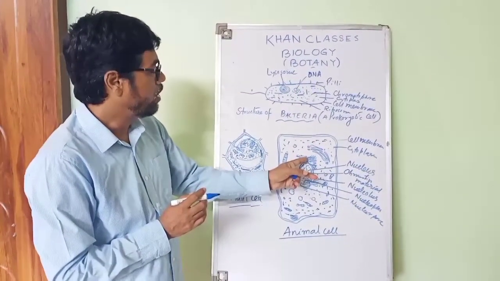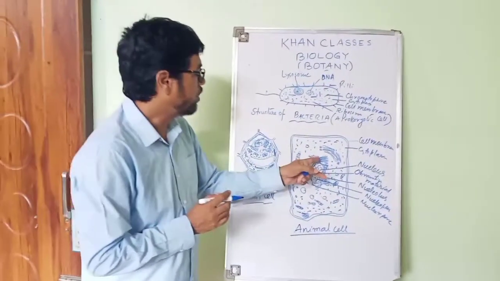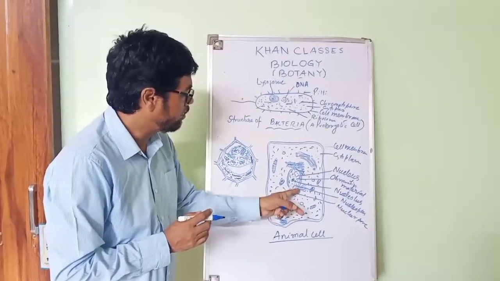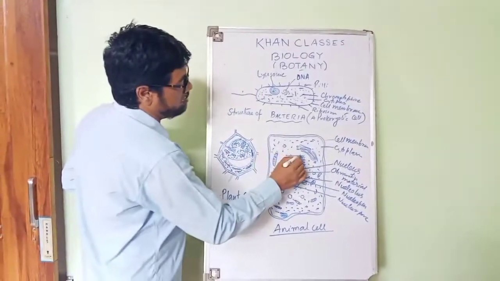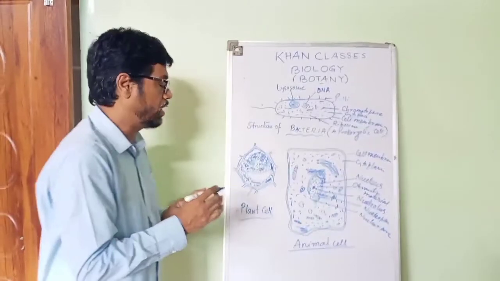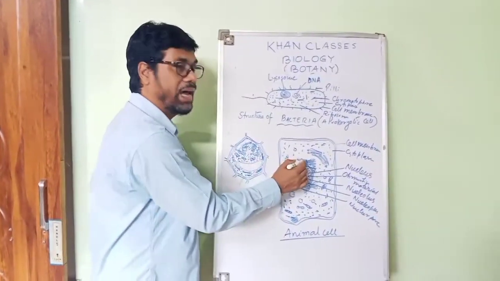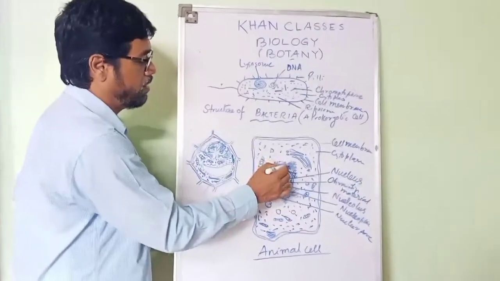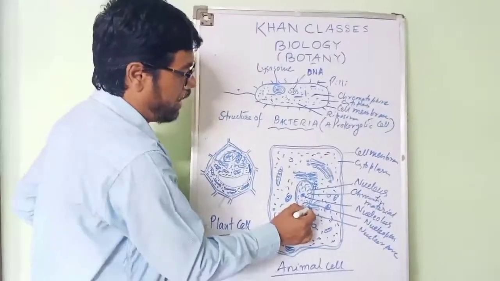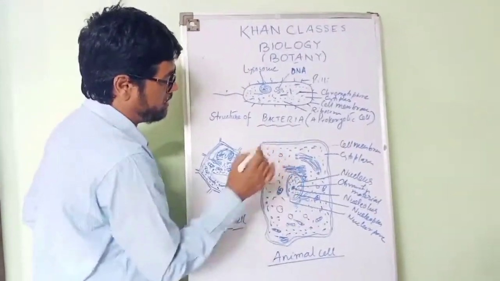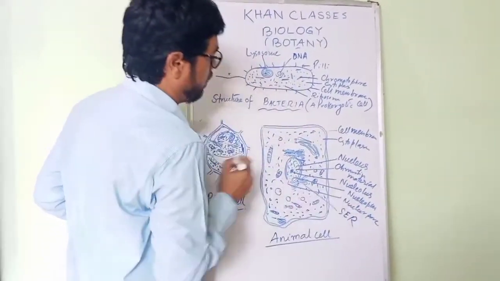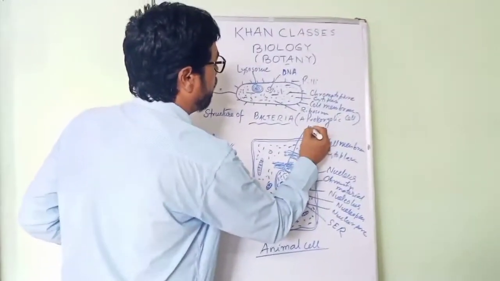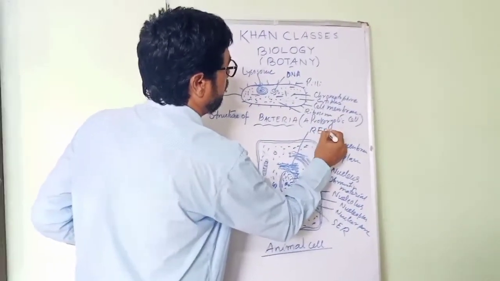What is called the endoplasmic reticulum. This is the endoplasmic reticulum. This is also endoplasmic reticulum. This is rough endoplasmic reticulum. Rough in the sense it contains ribosomes on the surface of the endoplasmic reticulum. That's why it is called RER in short, or rough endoplasmic reticulum. And this is called smooth endoplasmic reticulum, or in short SER.